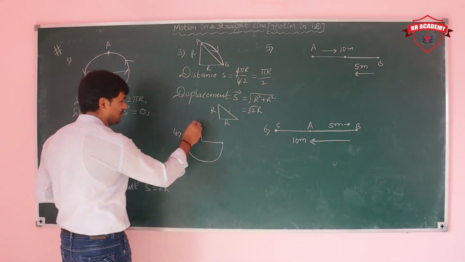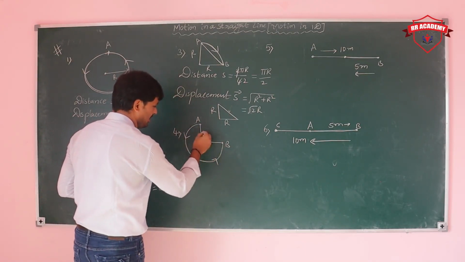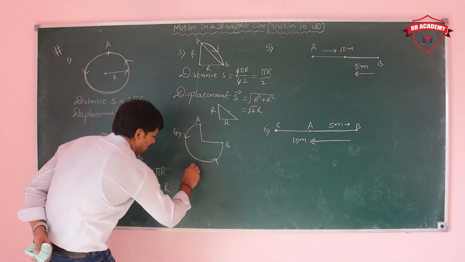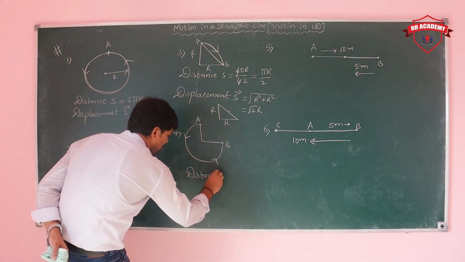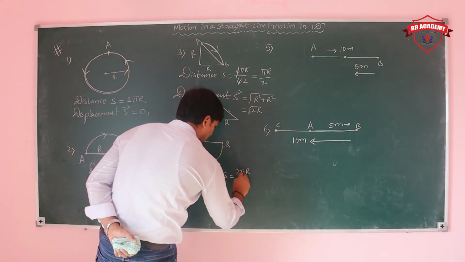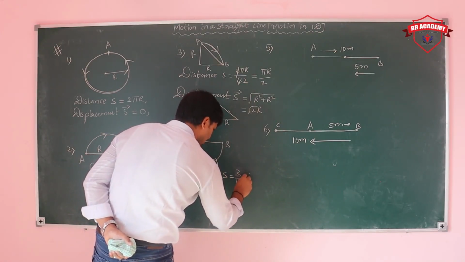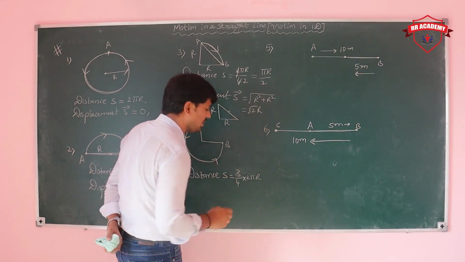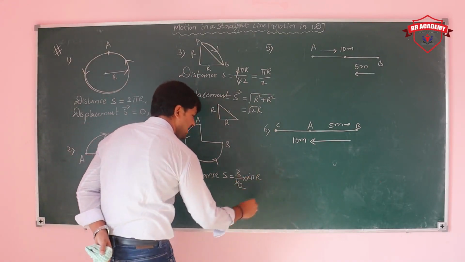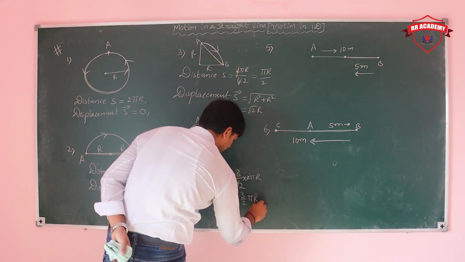Let's see one more example. A particle starts from A and comes up to B by this path. This we can give as 3/4 of the circumference of the circle. So distance s is equal to 3/4 into 2 pi r, 3/4 of the circumference. So how much distance are you getting? The distance simply goes to 3/2 pi r.